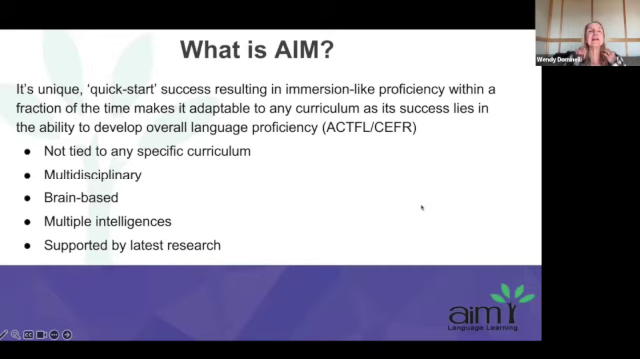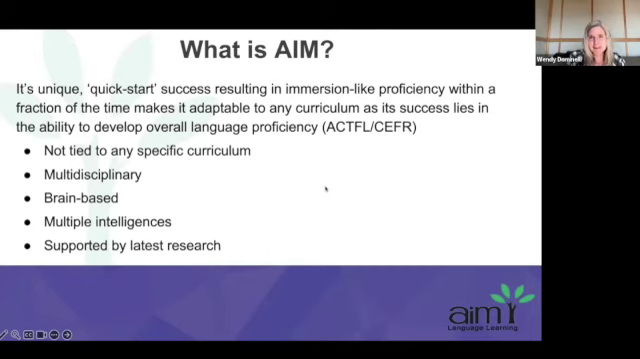proficiency. Now, this is done in a specific way through the use of story, theater, drama, music, choreography, and other techniques such as the certain questioning technique that we have, as well as others that I'll talk about throughout this webinar. It isn't tied to a specific curriculum, although I have linked AIM to many curricula around the world.